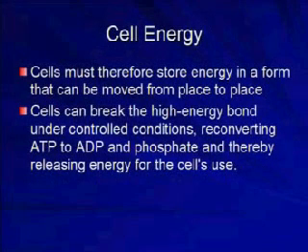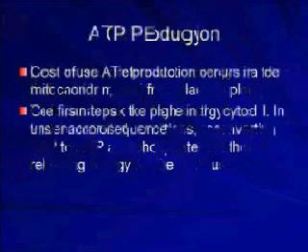Cell energy. Cells must therefore store energy in a form that can be moved from place to place. Cells can break the high energy bond under controlled conditions, reconverting adenosine triphosphate, ATP, to ADP, adenosine diphosphate, and phosphate, thereby releasing energy to the cells for use. An important aspect of ATP.